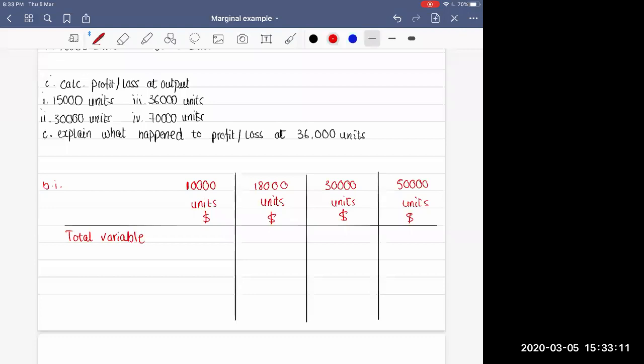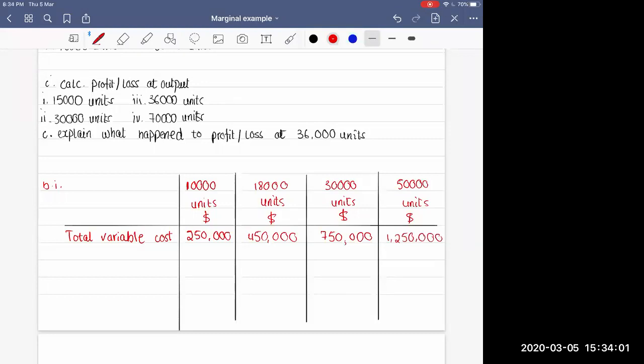The per unit variable cost will be multiplied with the total output level. The per unit variable cost was 25 multiplied by 10,000, that is 250,000. Then 18,000 multiplied by 25, that is 450,000. Now you see, as the output level is increasing, total variable cost is increasing, but the per unit variable cost remains the same, that is 25. 30,000 multiplied by 25 makes the total variable cost 750,000. And then 50,000 multiplied by 25, the total variable cost is 1,250,000.